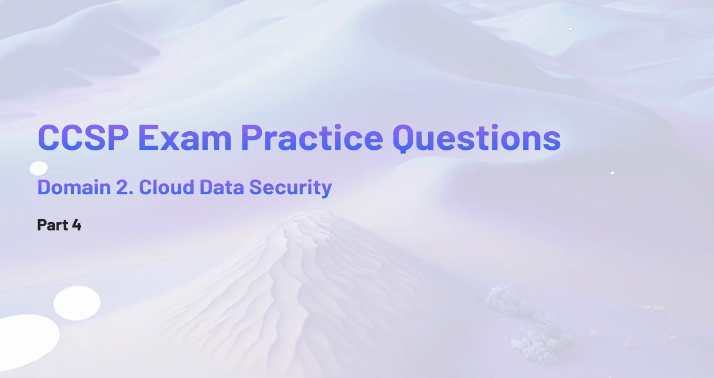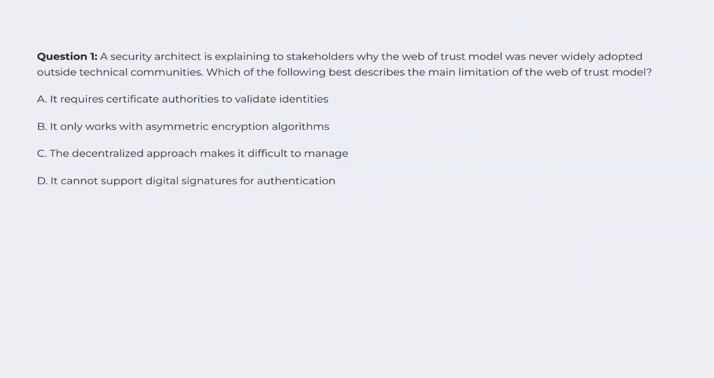CCSP exam practice questions. Domain 2, Cloud Data Security. Part 4. Question 1. A security architect is explaining to stakeholders why the Web of Trust model was never widely adopted outside technical communities. Which of the following best describes the main limitation of the Web of Trust model?